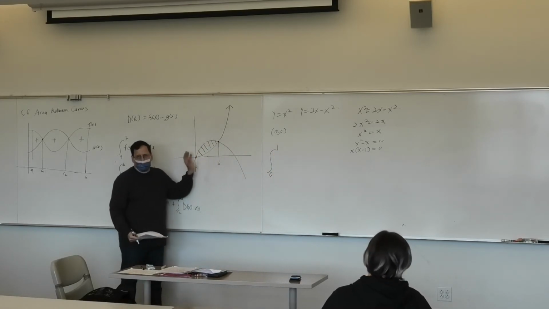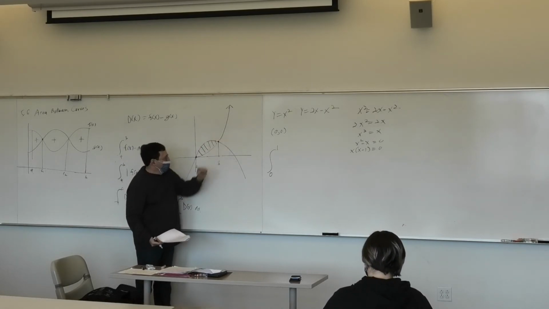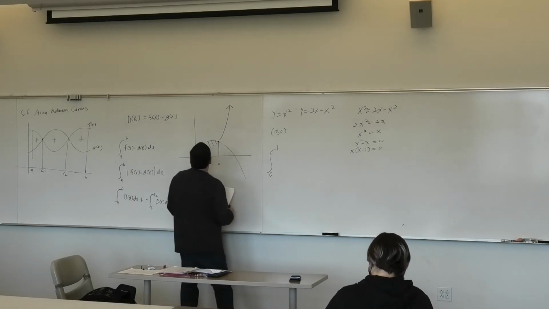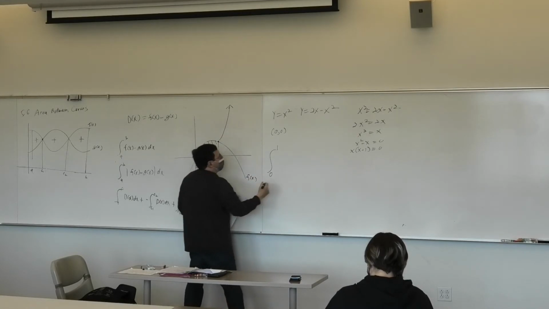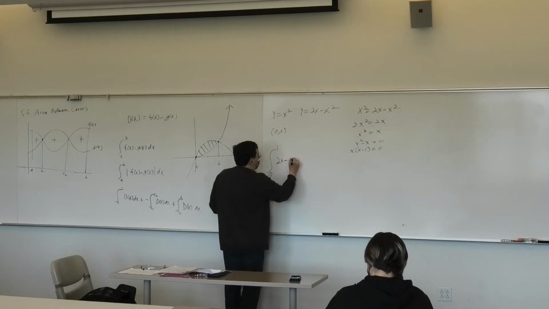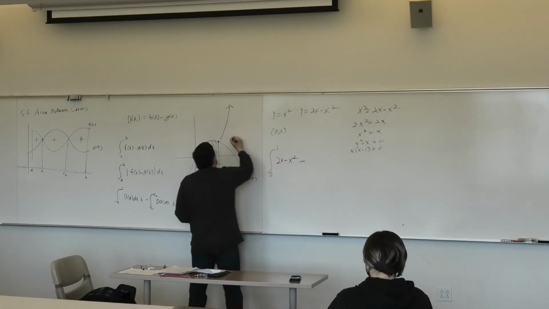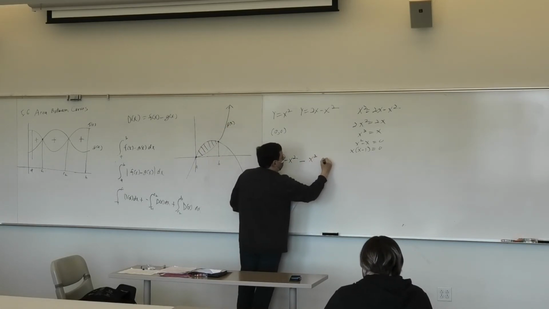This isn't like my previous example, like a sine wave where there are going to be multiple areas. It's just one area. It looks like this is the f of x. This is the one on top. So 2x minus x squared. That's f of x. This is my g of x, minus x squared dx.